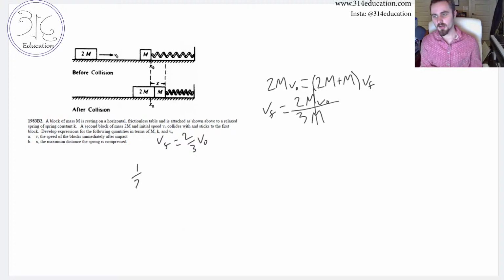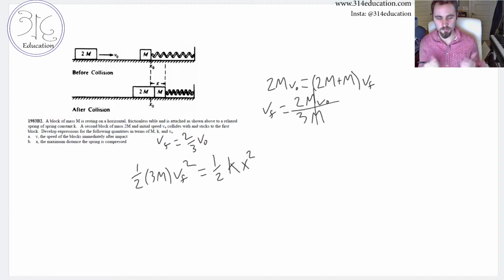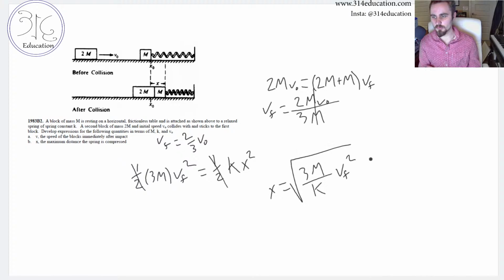And so that would be us translating from a kinetic energy with a mass of 3m and a velocity of vf squared into a spring potential energy, which would be the maximum distance. We want to get this x on its own, so we'll multiply both sides by 2, divide both sides by k, and take the square root. So we get x is equal to 3m over k times vf squared, all under the square root.